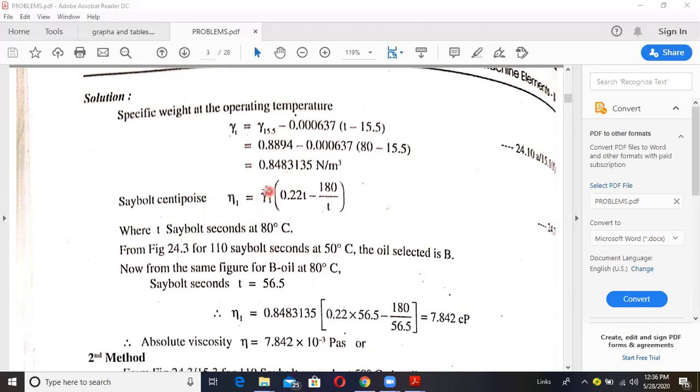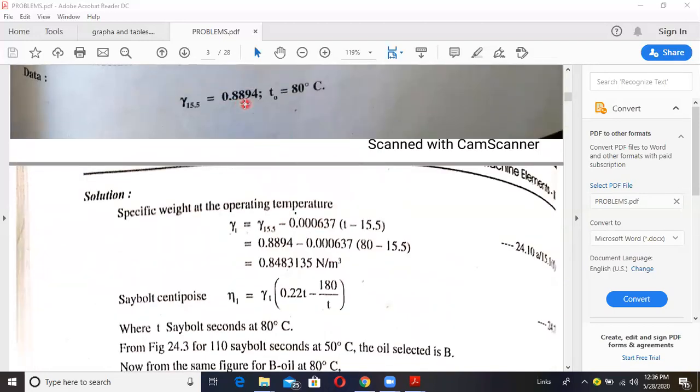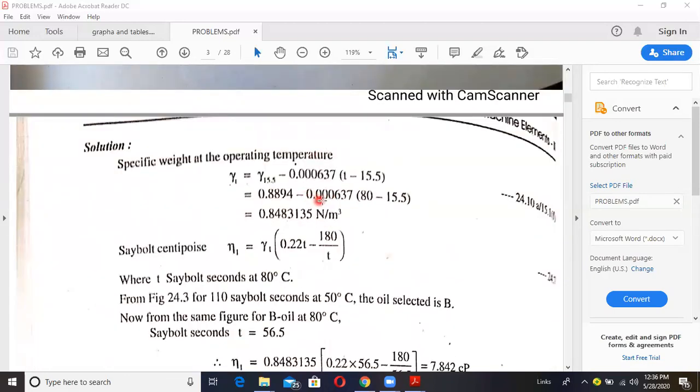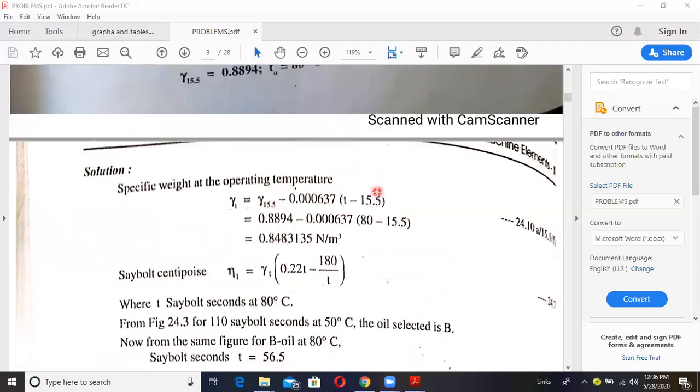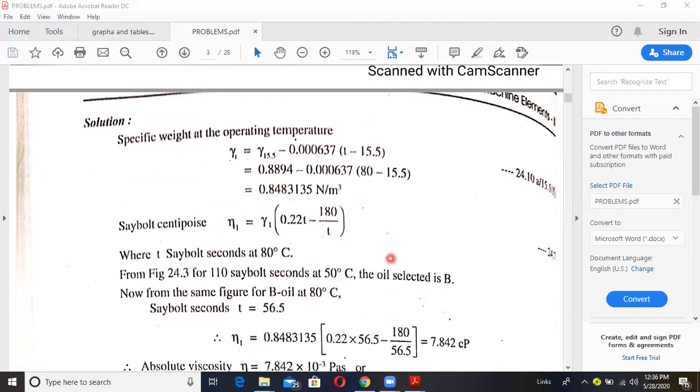First, we will calculate gamma T, that is nothing but specific gravity at 80 degrees Celsius. So specific gravity at operating temperature, gamma T, is equal to gamma 15.5 minus 0.000637 into (T minus 15.5), from the equation number 24.10. Here we know gamma of 15.5, it is given in the question, 0.8894, minus 0.000637, and T is nothing but operating temperature 80 degrees, minus 15.5, then we will get the gamma T. Now gamma T is over, but we have to calculate T, Saybolt seconds at 80 degrees Celsius.